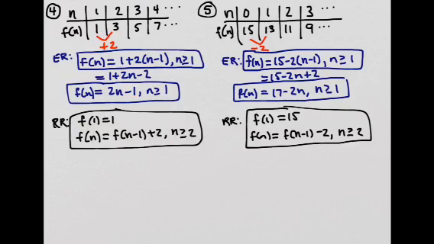Alright, so number 5, the common difference is negative 2 or minus 2. From 15 to 13, you subtract 2. So f of n is the first term plus the common difference, which is negative 2, times n minus 1. Distribute the negative 2 and then combine your like terms. So here I have 15 and 2 is 17 minus 2n for all n greater than or equal to 1.